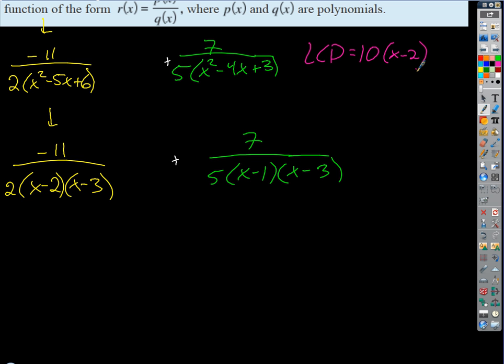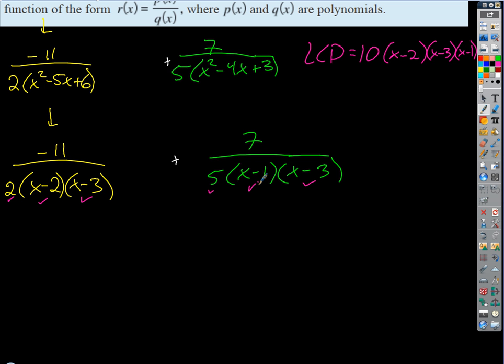X minus 2. Good, so took care of that one. We've already taken care of the 2 and the 5, right? What else? X minus 3. Okay, and that takes care of that. How about this? Do I need another x minus 3? Do not. Okay, that's a shared factor, so we only need one of those. And then the last one?